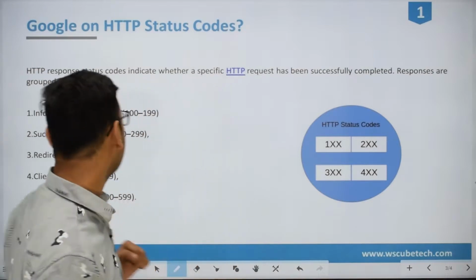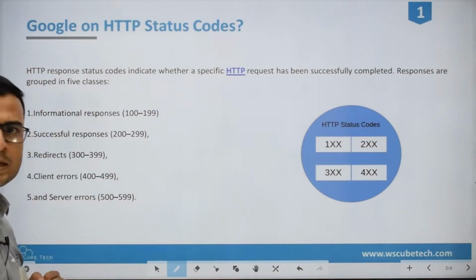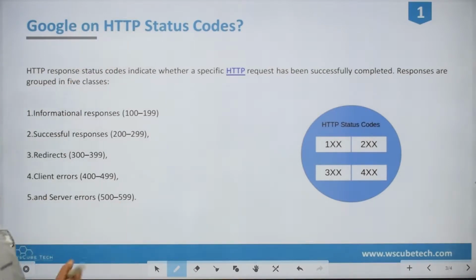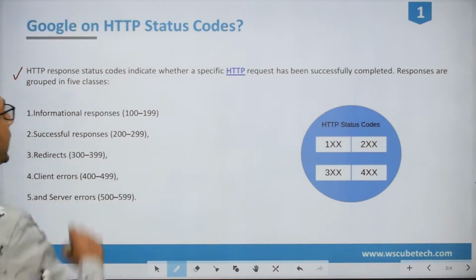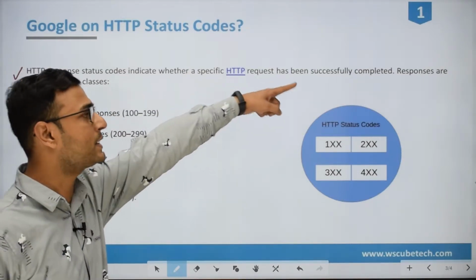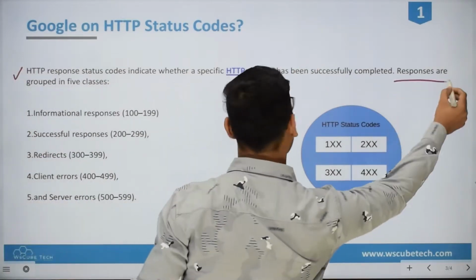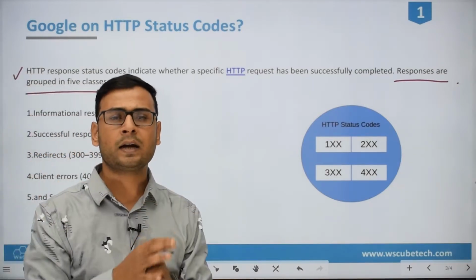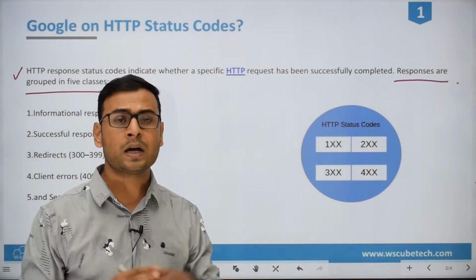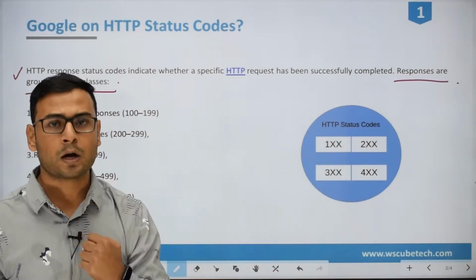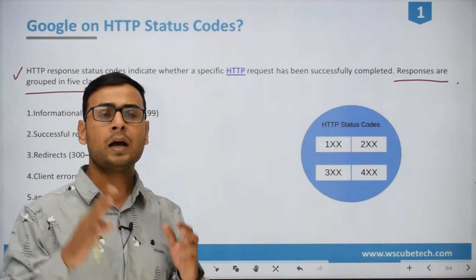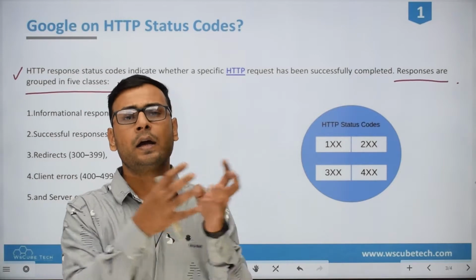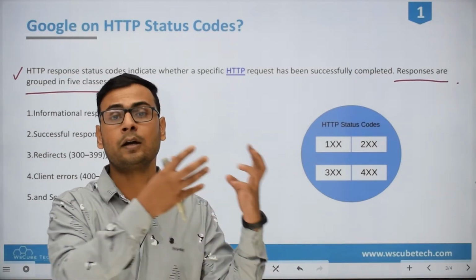So, if you do not know about HTTP response codes or HTTP response status or HTTP status codes, whatever you want to call them, HTTP response status codes indicate whether a specific HTTP request has been successfully completed or not. Responses are grouped in 5 classes. When someone comes on your website and hits a URL or makes a request, there is a response from the server. And those responses can be explained into codes, that is, what that server is telling to the client.